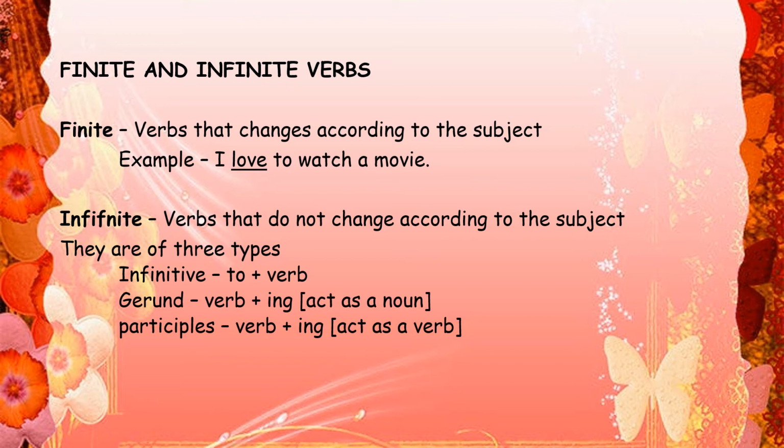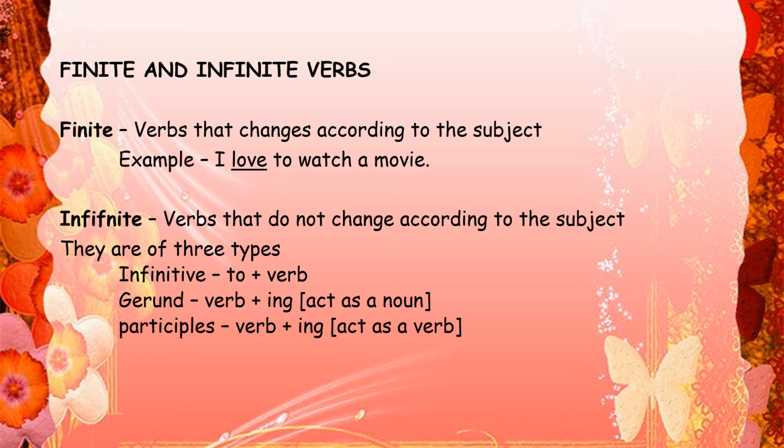For example, I love to watch a movie. Now here we have love and we have watch. But if you change the subject I to she loves. Only love will change. Watch will remain the same. So the verbs that change according to the subject are called finite verbs. Infinite verbs are verbs that do not change according to the subject. So infinite verbs are of three types. One is infinitive, that is to plus verb, as you saw in the above example. I love to watch. So love is finite and to watch is infinitive.